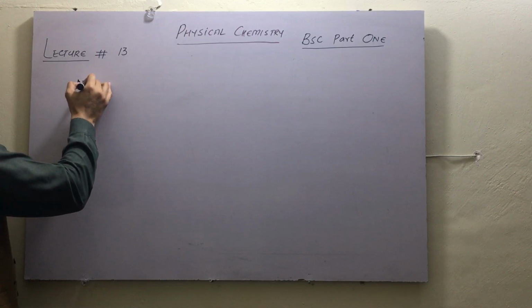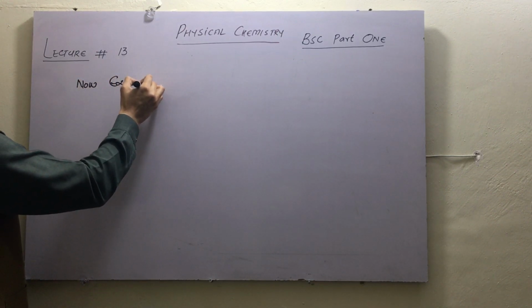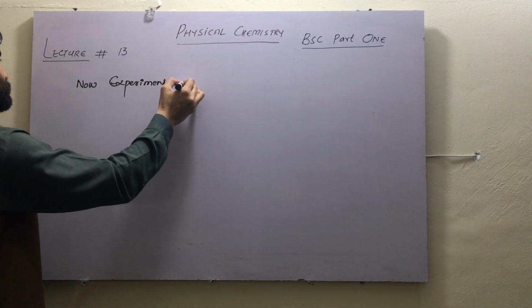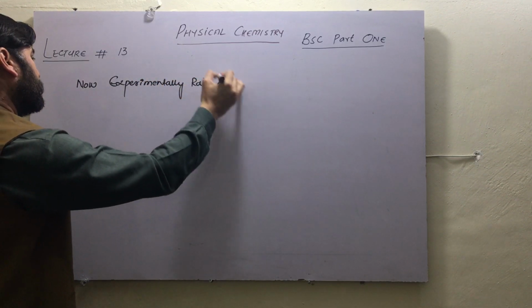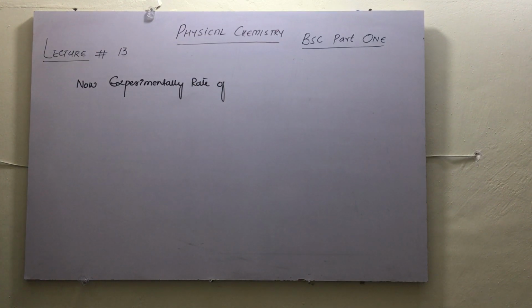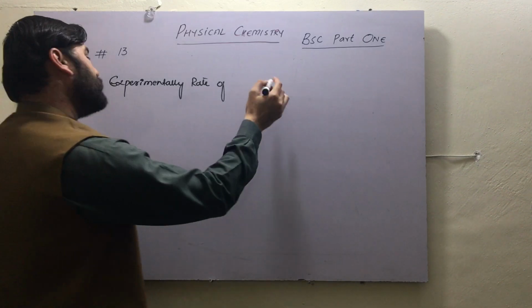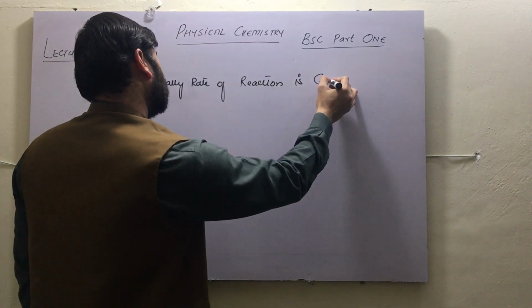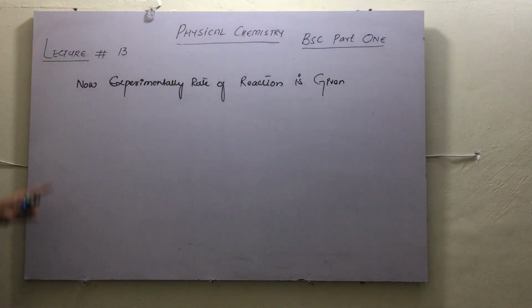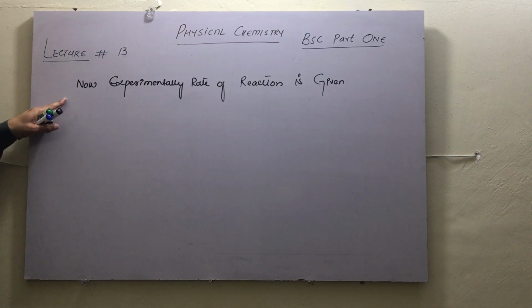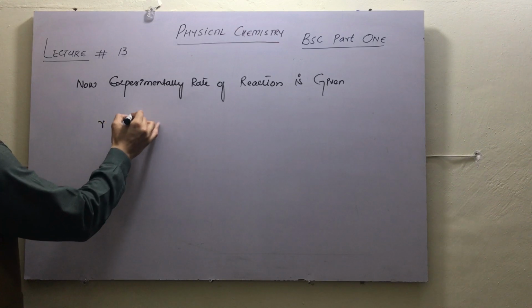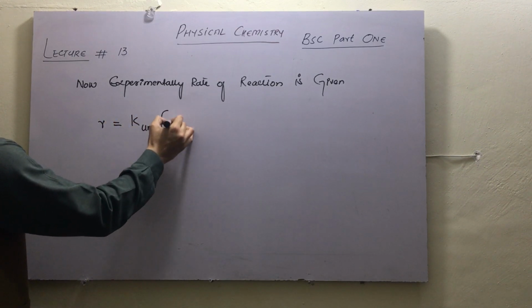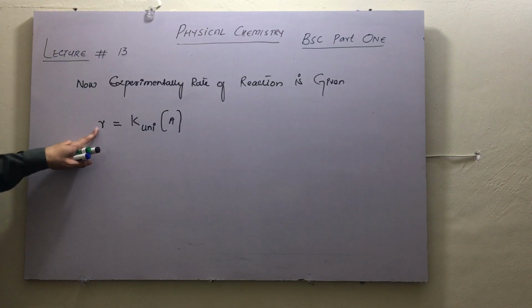Now experimentally, the rate of the reaction is given. What is that reaction? In that reaction we can say that the rate, for unimolecular, is equal to this. This is the rate of reaction, the experimental rate of reaction.